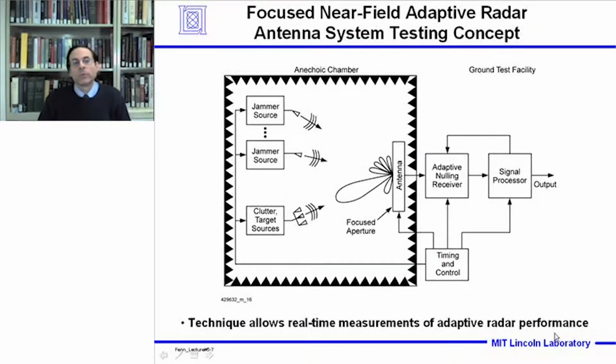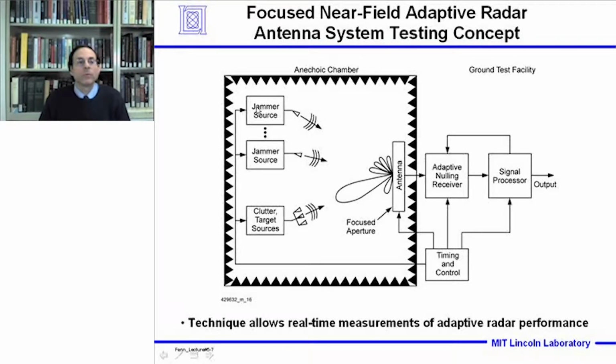So this slide shows the focused near-field adaptive radar antenna system testing concept, where we would position a large adaptive phased array aperture inside of an anechoic chamber. We would use near-field focusing to form a main beam and side lobes away from the main beam, which would look similar to a far field pattern.